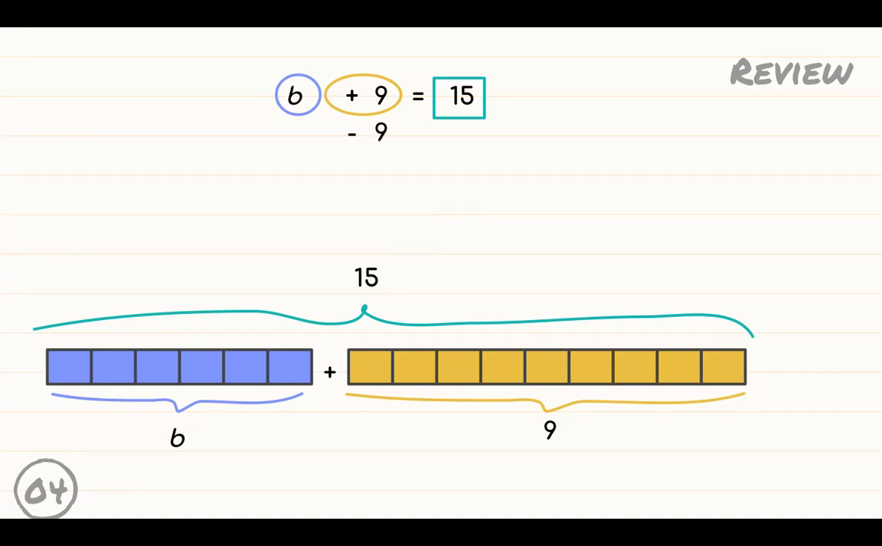We use the inverse, so we subtract 9 on both sides. That leaves b by itself, and it equals 6. b equals 6. Similarly, in today's lesson, you're going to use what you know about angles to solve for the unknown measurement of those angles. Let's begin. Concept development.